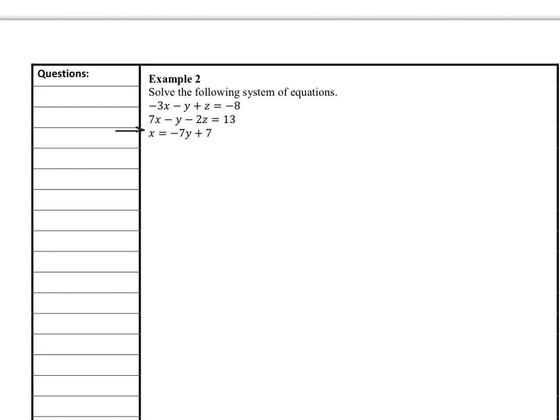So the first thing you want to do is get all your variables to one side if they're not already there. So I've got x over here. I need to add 7y. And then this positive 7 can just stay right where it is. So this is going to be rewritten as x plus 7y. Notice that there's no z, so I'm going to put plus 0z. And then equals positive 7.